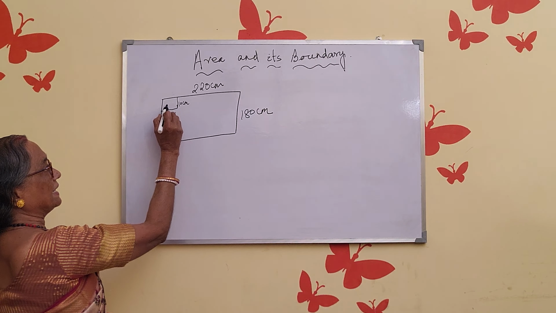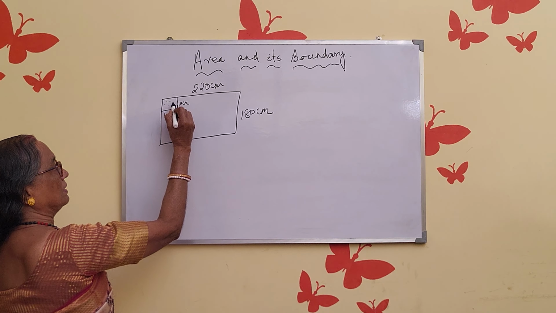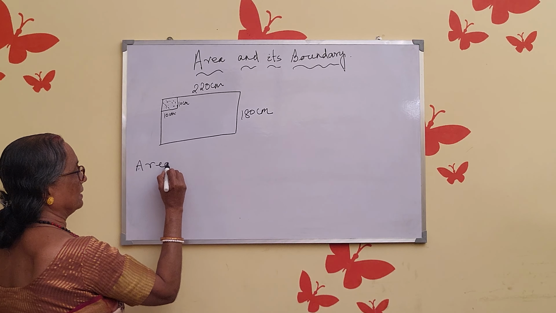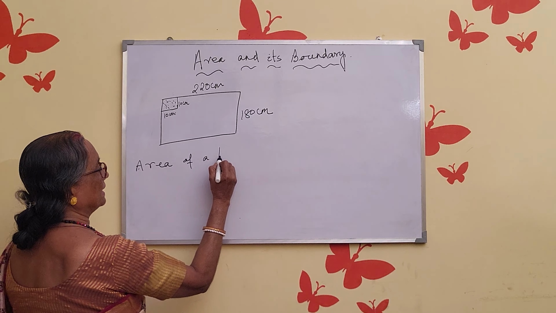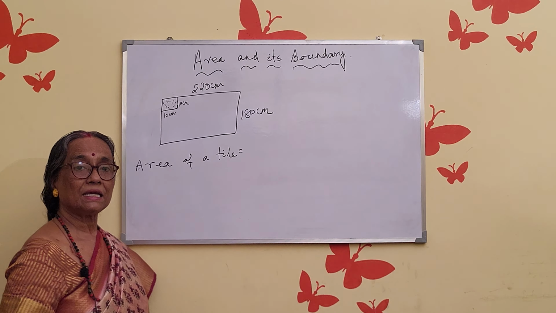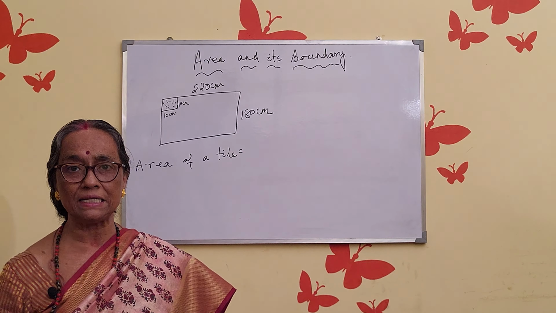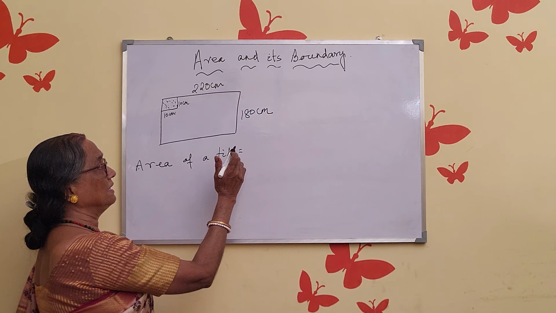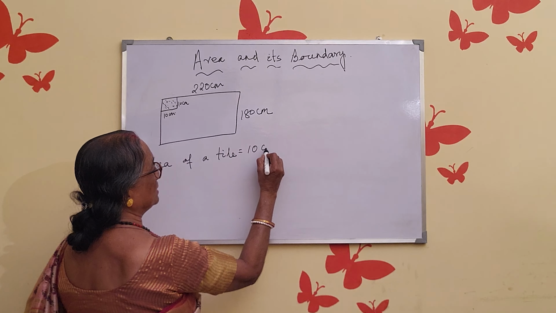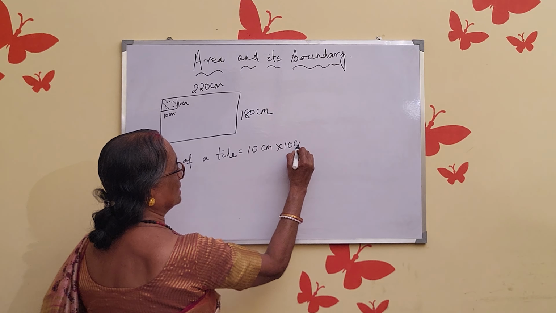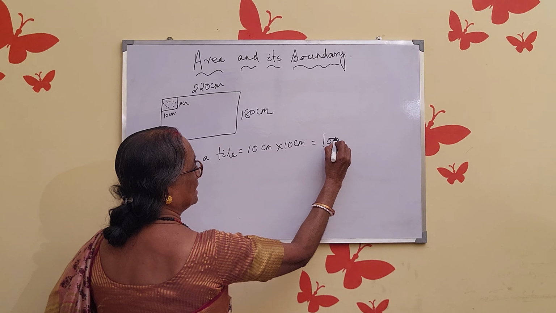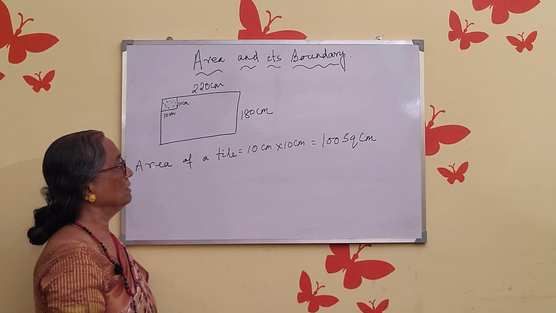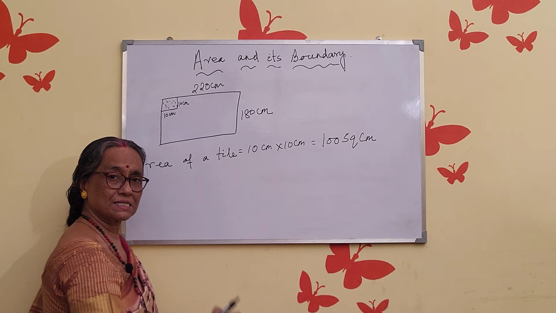First you find out the area of this floor. Area of this tile. Area of a tile is, area of square is, we know that side into side. This is also the tile, the shape of the tile is square. So what is the area of a tile? Side into side, that is 10 centimeter into 10 centimeter. That is 10 tens are 100 square centimeter. Area of a tile is 100 square centimeter.